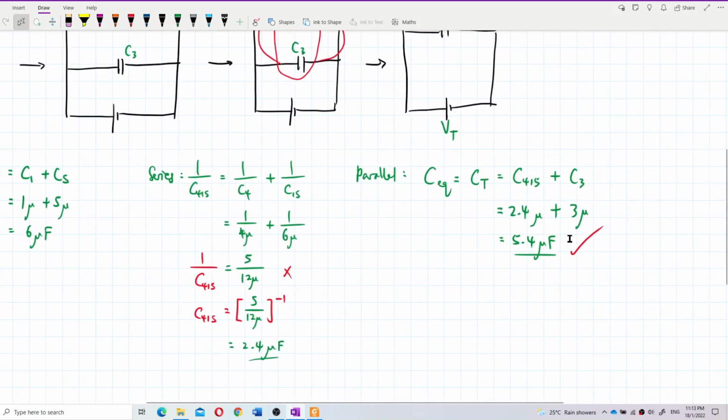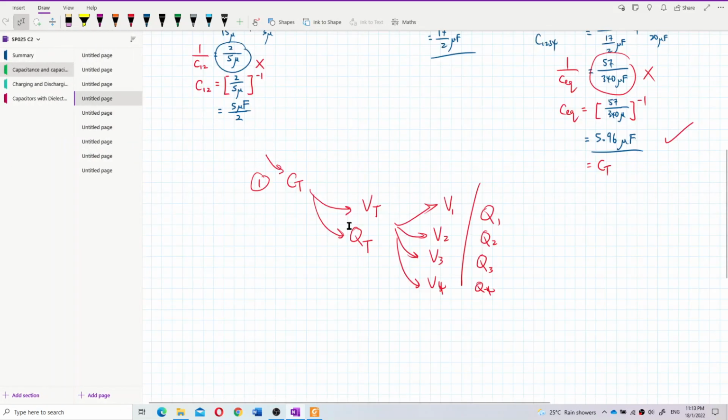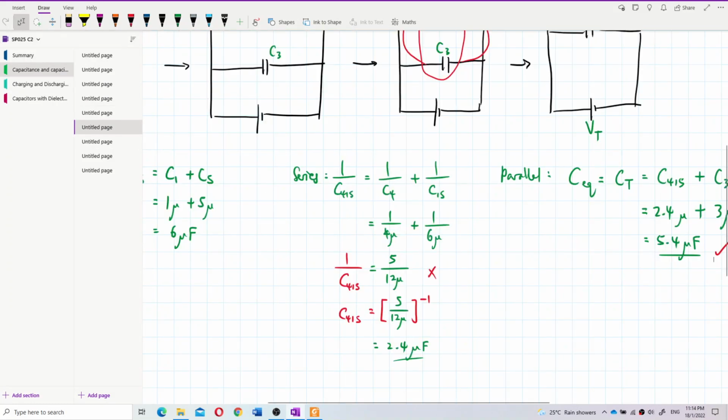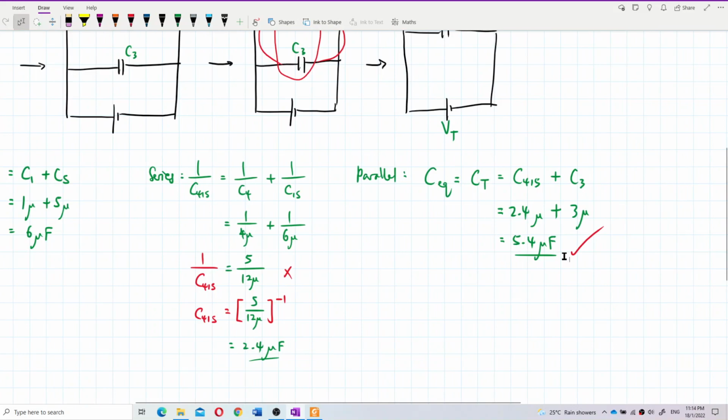First thing we must know about is the C equivalent, the C total. As I told you before, the flow is always you find the C total, then once you got the C total, we can find the V total, find the Q total, and from there we can find the individual charge or voltage. That's the flow. So right now we already got our C total.